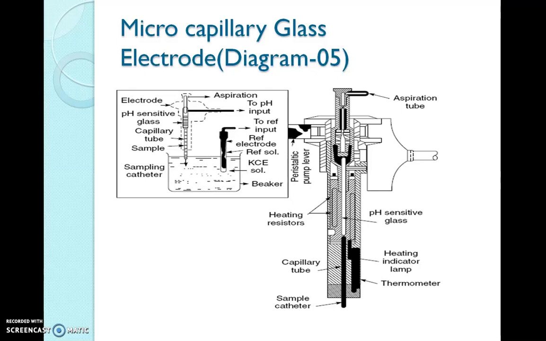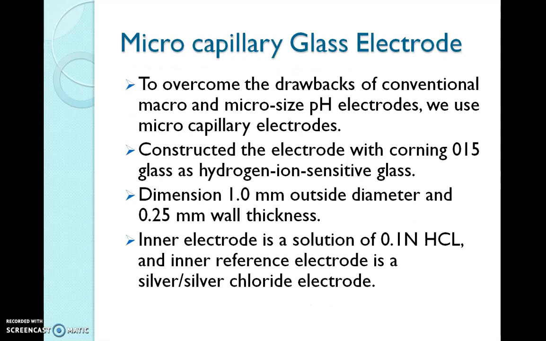These are due to the relatively large size of the macro electrode and the fragility of the microelectrode. So a miniature pH glass electrode was constructed using Corning 015 glass as the hydrogen ion sensitive glass. The dimensions of the electrode were about 1.0 millimeter outside diameter and 0.25 millimeter wall thickness.